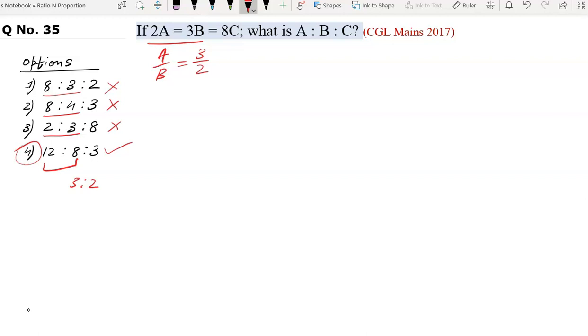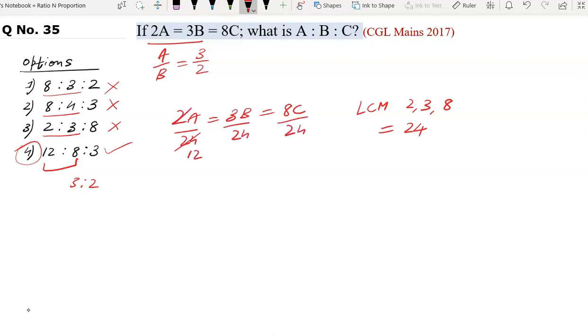Now you can also solve this question with the LCM method. I will show you the complete method. In the question it's given 2a is equal to 3b is equal to 8c. In such type of questions, what we will do, we will take the LCM of 2, 3 and 8. Our LCM will be 3 8s are 24. So we will divide this by LCM. 2 into 12, 3 into 8, 8 into 3.